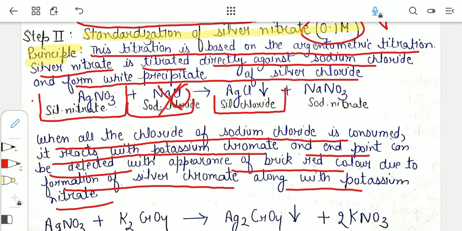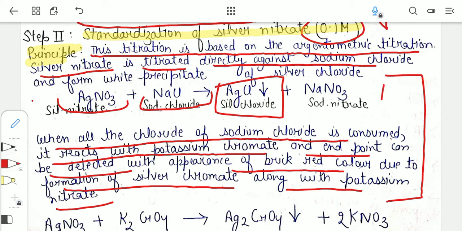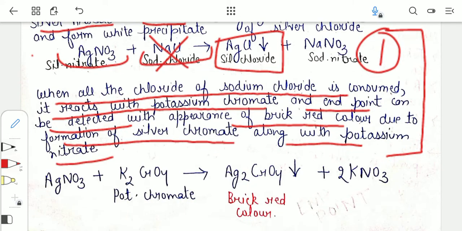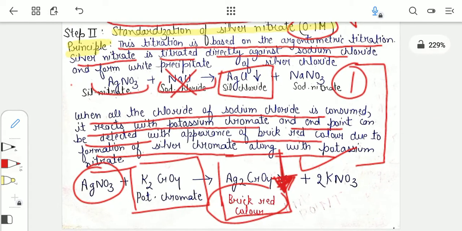If you have watched the video for Mohr's method, then you will easily understand this is the same basic principle which we carried out in that method. Firstly, our silver nitrate will react with sodium chloride and form white precipitates of silver chloride. Then, when all the chloride ions have been consumed, the excess silver nitrate will react with our indicator and form silver chromate, which has a brick red color. This will also be a precipitate of brick red color, and this brick red color will mark the endpoint of this titration.